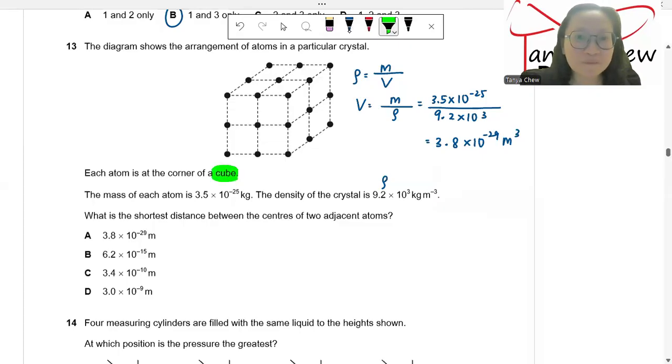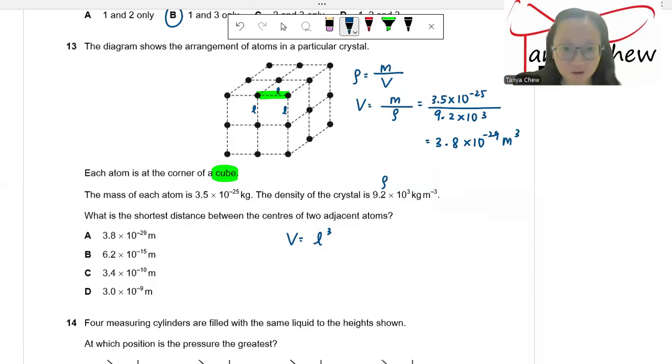Another hint is that this is the volume of a cube. Remember, volume of the cube is equal to L cubed. What is L? The distance, okay? The length. This is L, this is L, this is L, L cubed. So if you want to find the shortest distance between the two adjacent atoms, you just need to find L.